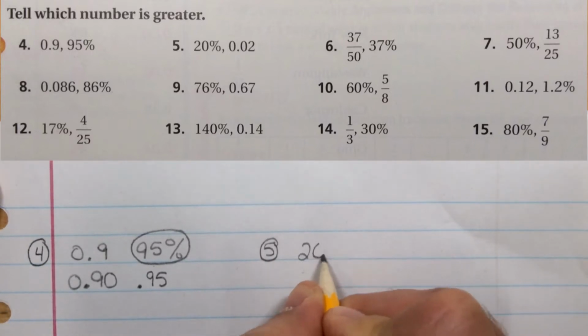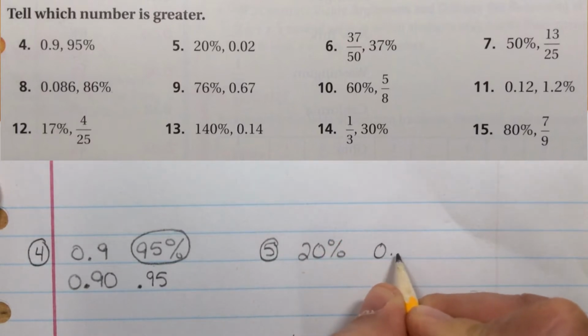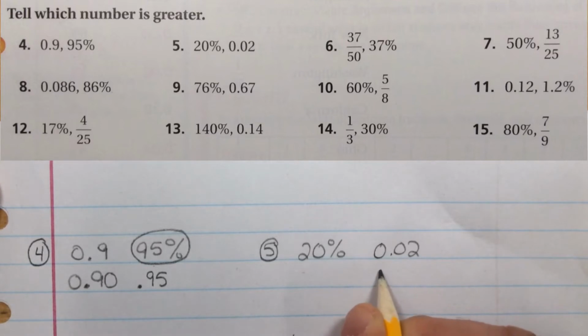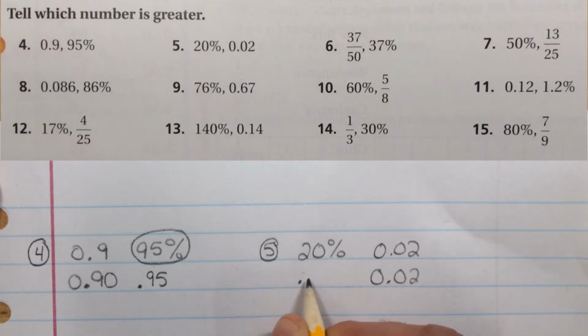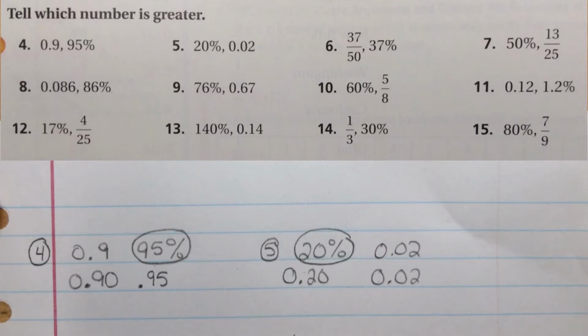So now I have 20% and 0.02. Again, I'm going to decimal, so this is 0.02. This would be 0.20. And just so that they're the same, I'm going to put a 0 out in front here too. 0.20, 0.02. Well, they're both made up of zeros and twos, but 20 cents is bigger than 2 cents. So 20% is the larger of the two.